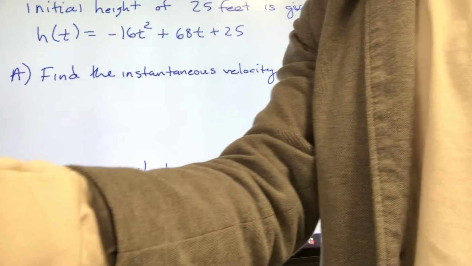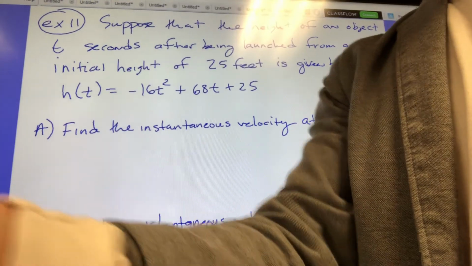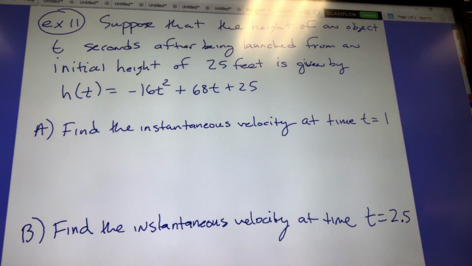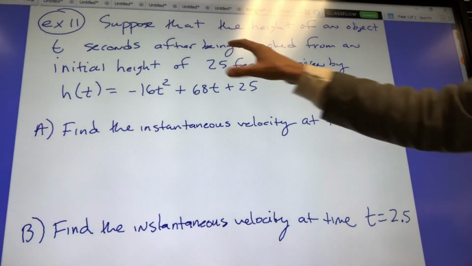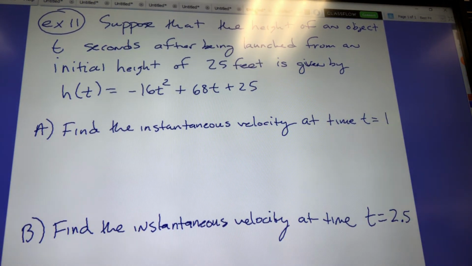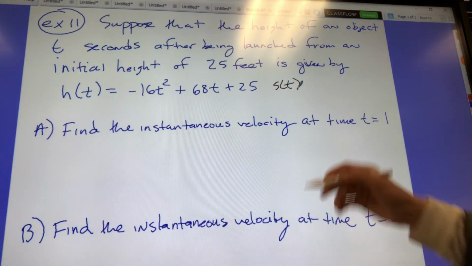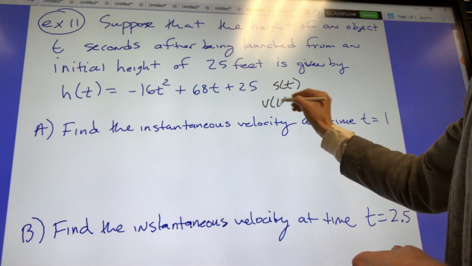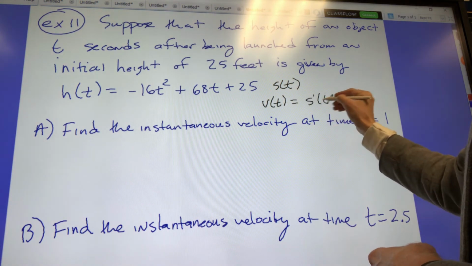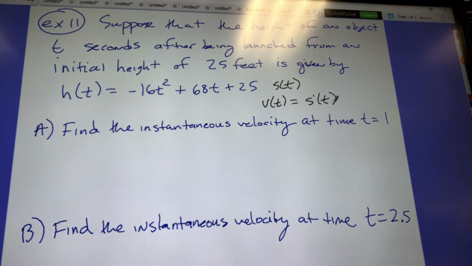All right, number 11. Here is now a pretty easy one for us. So suppose that the height of an object t seconds after being launched from an initial height of 25 feet is given by that. We did this a lot. This was on your exam. It's a hard one to find the instantaneous velocity using the limit definition. But now, folks, given the position function, which is either like s of t or h of t, the velocity is the derivative of the position function. And we saw that because we were using a limit definition of a derivative.